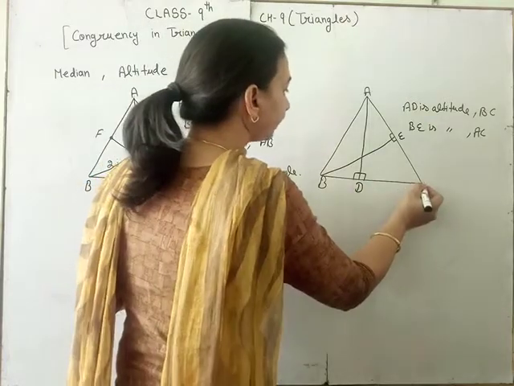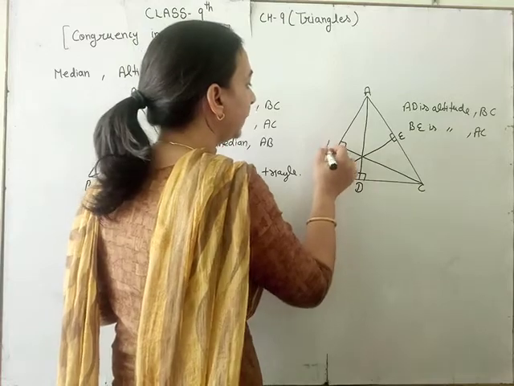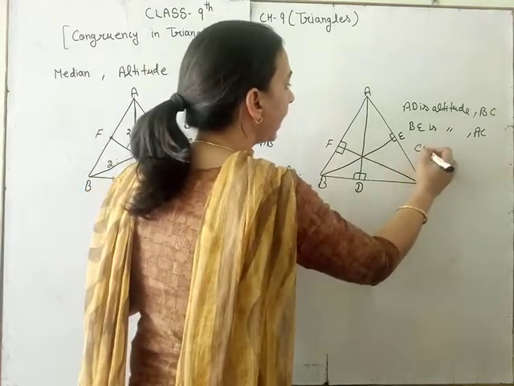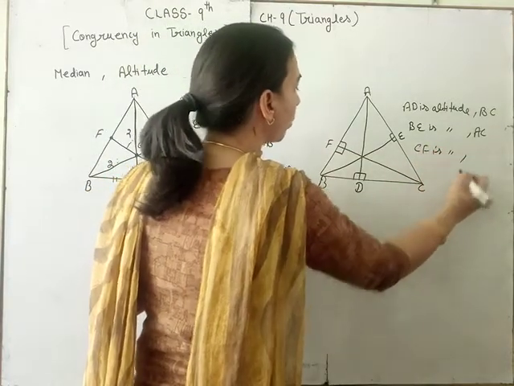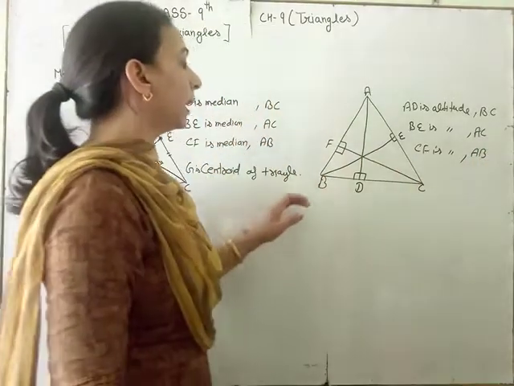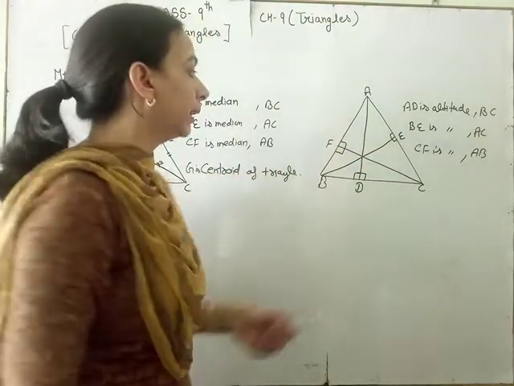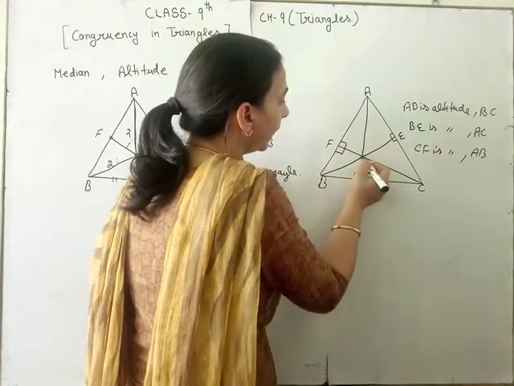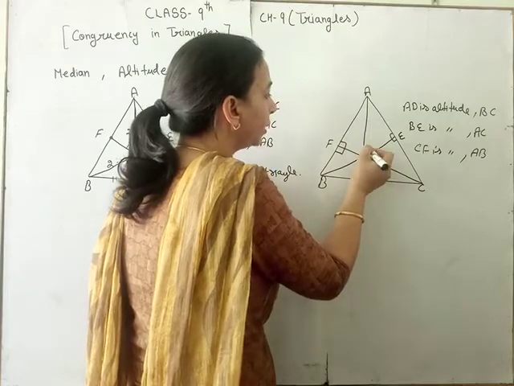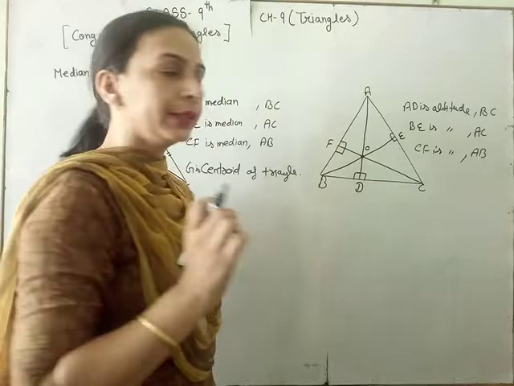Next, same. This is perpendicular. Let us name this point F. Then CF is the altitude corresponding to side AB. Okay, students, these three are altitudes of a triangle, and all meet at this point. Let us name this point O, and this is the orthocenter of the triangle.